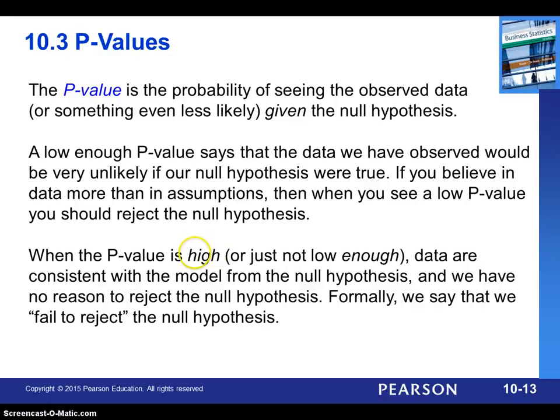Okay, in 10.3 now we're going to talk about p-values. And a p-value is the probability of seeing observed data or something like it given the null hypothesis. So a low enough p-value says that we might be able to, quote, reject the null hypothesis. So again, the null hypothesis is what we believe to be the underlying truth of whatever situation we're dealing with.